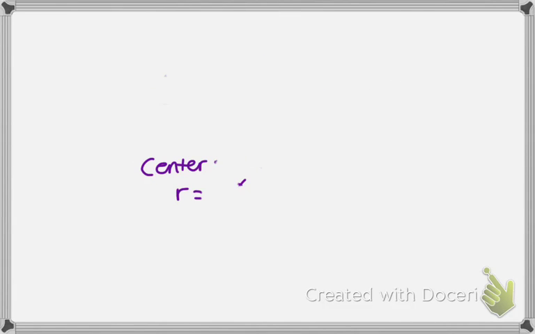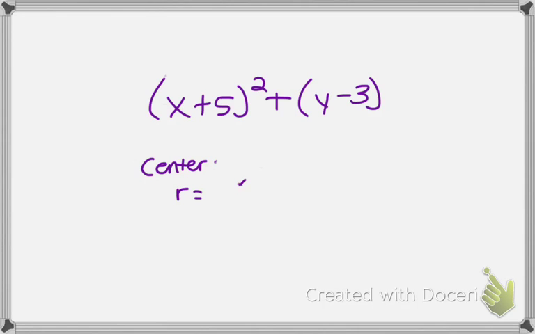Let's do one more. If it was (x + 5)² + (y − 3)² = 121, what's the center? −5, 3. Radius would be 11. Perfect. All right, we got a handle on that?